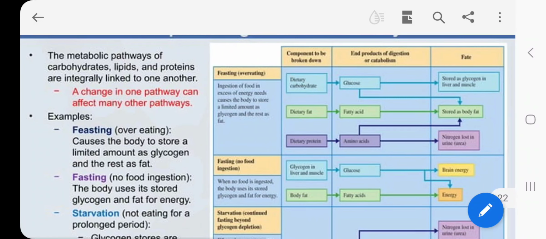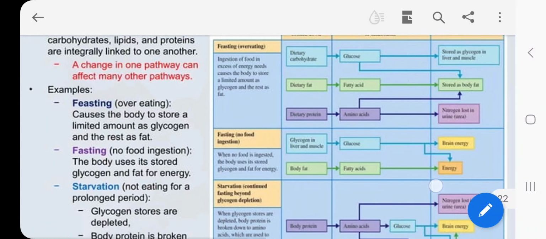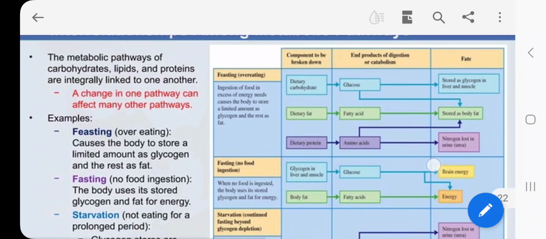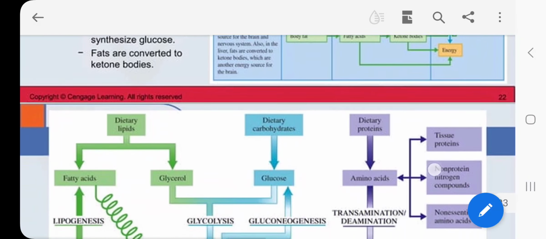So tignan nyo. Okay, so the interrelationship of glucose, fatty acid, amino acid, and the energy required. Meron tayo ditong components to be broken down. Meron tayong end products of digestion or catabolism, and yung fate. Fate meaning it's either converted to an essential biochemical, or nagawa siyang energy. Okay. So you can go through that, but we will not dwell more on this. You just have to be familiarized.